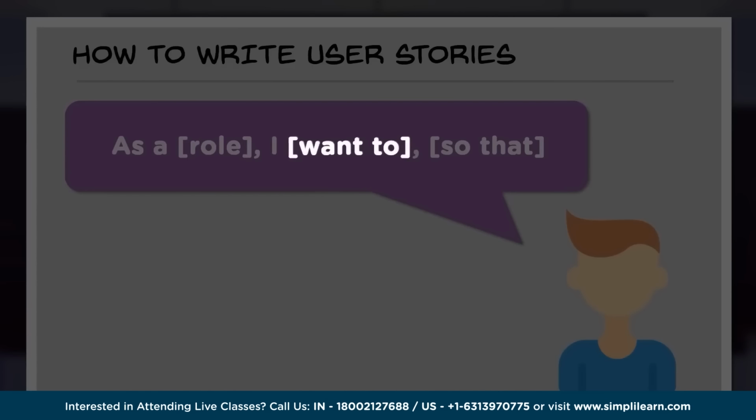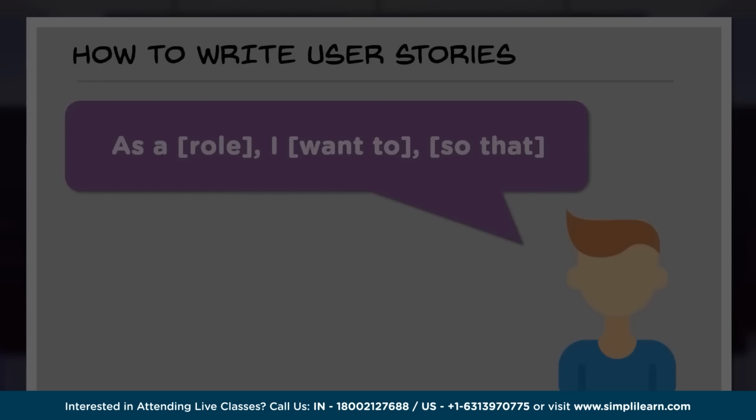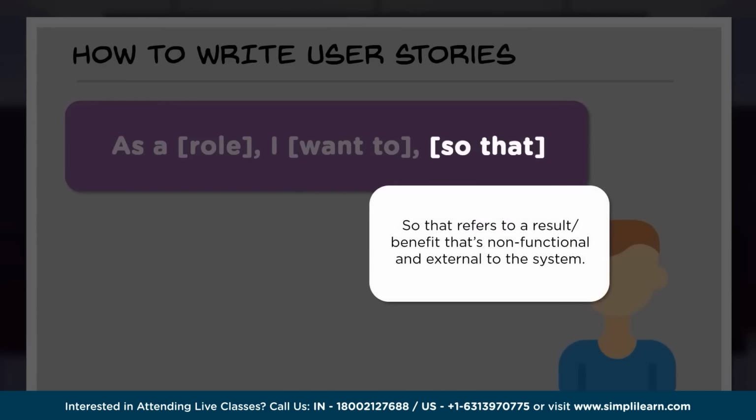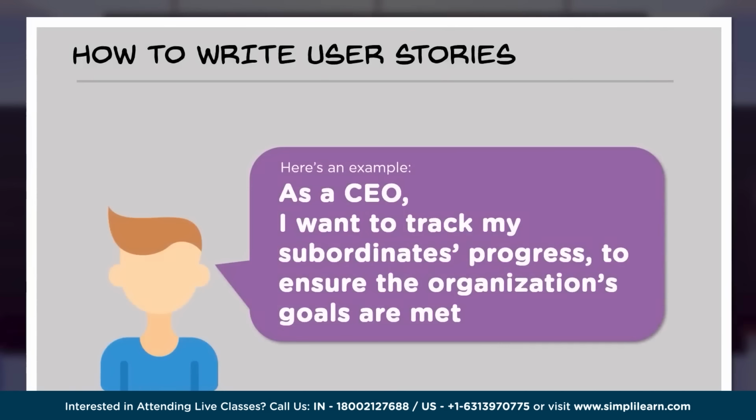Now, when we say want to, the want or action represents the behavior of the system. What is it supposed to do? This action would be unique to each user story. Now, so that refers to the benefits or results that are non-functional and external to the system. As a result, what would happen? What are we trying to accomplish out of it? So let us look at an example. How does it look? As a CEO, I want to track my subordinates' progress to ensure organization's goals are met.